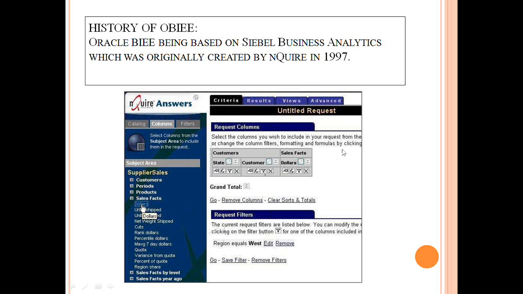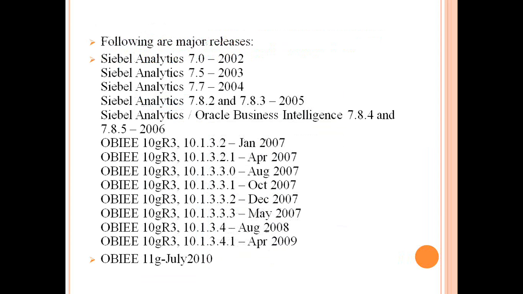After that, many changes have taken place, many releases. After nQuire, Siebel acquired it and named it Siebel Analytics. In 2006, Oracle acquired Siebel and named it Oracle Business Intelligence Enterprise Edition. From 2006 till now, 2015, it is known as OBIEE. Now the latest version is the 11G version. Clear? Yeah, clear. This is the history of OBIEE.